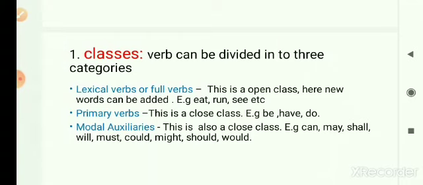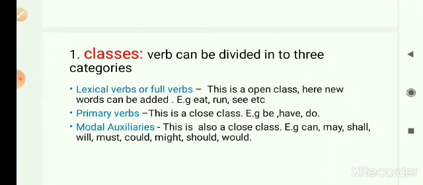Unlike the open class, primary verb and modal auxiliary are closed classes, where there is no possibility of adding new verbs. If you look into the examples for lexical verb: eat, run, see, etc. For primary verb, this is a closed class, as I have already mentioned. Few examples: be, have, do. Modal auxiliary is also a closed class. Few examples: can, may, shall, will, must, could, might, should, would.